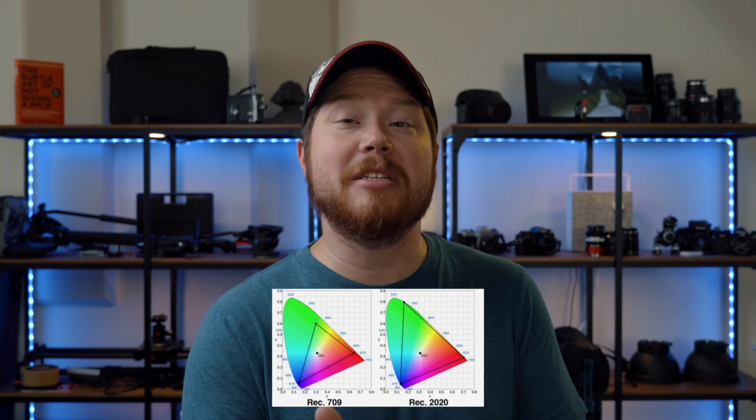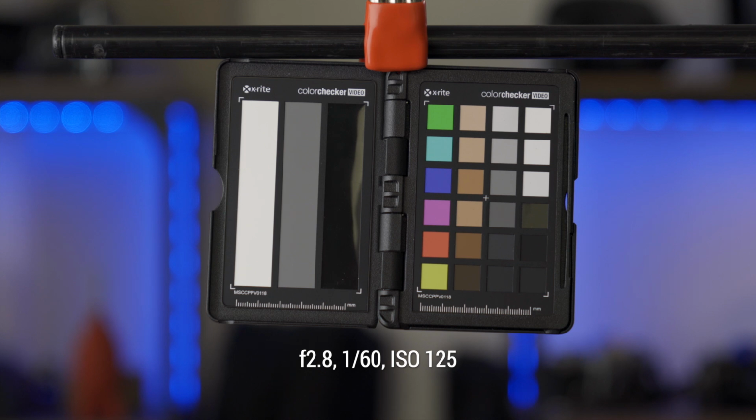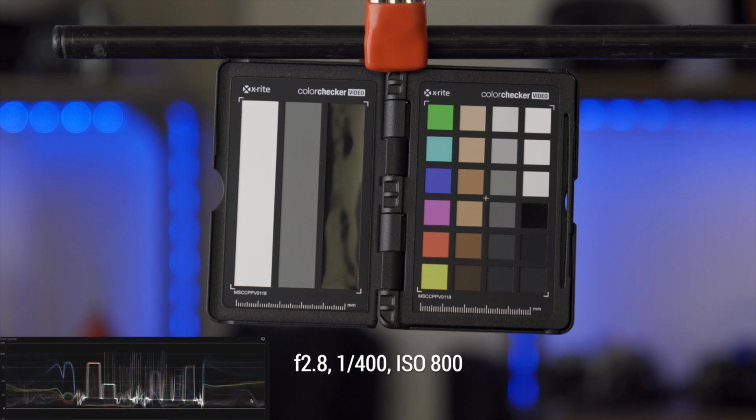Now let's look at HLG. HLG is designed to be in BT 2020 color space. You'll see that its native ISO is at 125, and this one is filmed at 1/60th of a second. When we bump it up to ISO 800 and 1/400th of a second, you'll see that it's noisy, but not nearly as noisy as what the camera thought was a properly exposed S-Log image.